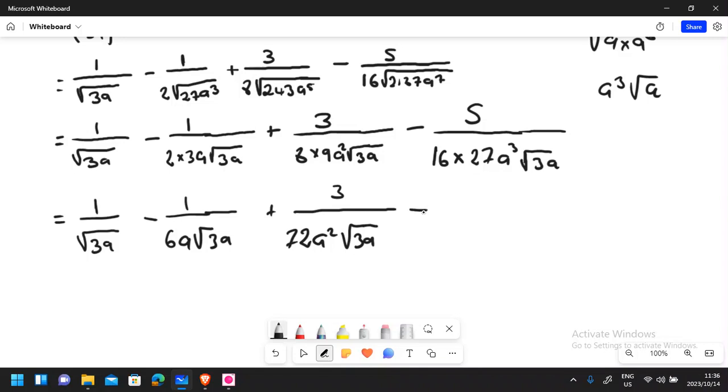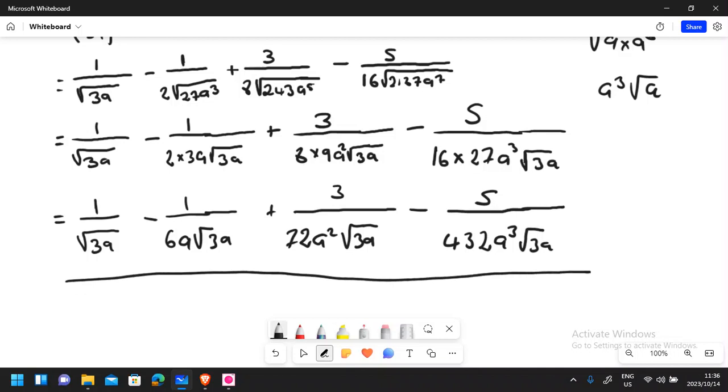Okay, minus. Now what is 16 multiplied by 27? This is going to give you, okay, let's say 5 here, so this is going to give you 432, and then a to the power of 3, and then we have root 3 root a. So guys, this is actually simplified like this. I know it takes longer, but guys, this is how you do it. But you could have stopped here. I think it's still fine. You could have stopped here. I think it's also fine.